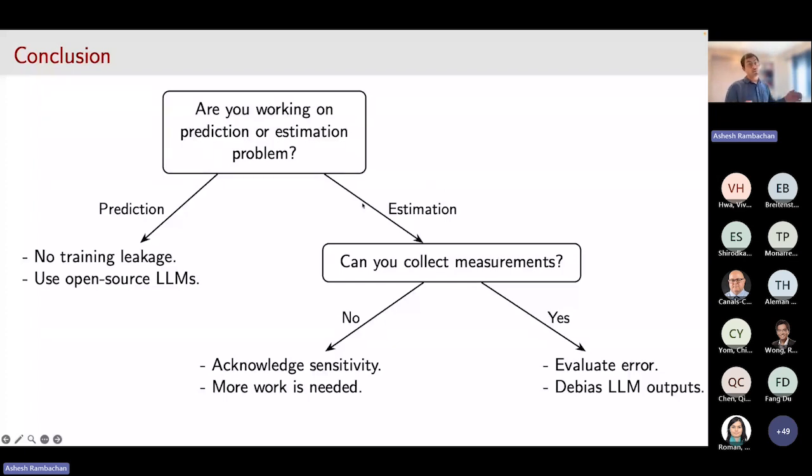The second is, if you're working on an estimation problem, the fork you face is, can you collect ground truth measurements on a validation sample? If you can, then you can evaluate the error of the large language model and debias the outputs for the appropriate downstream estimate you're interested in. And if you can't collect measurements, then at this point, you have to acknowledge the sensitivity that your answer may vary based on the model you have chosen. And that's a place where, quite frankly, there's more technical work that needs to be done.